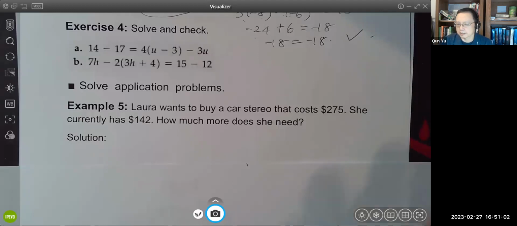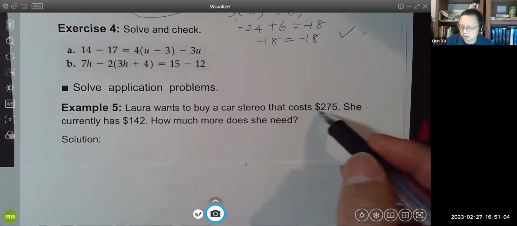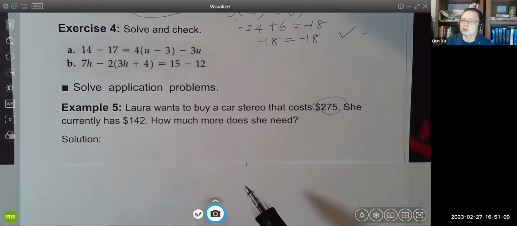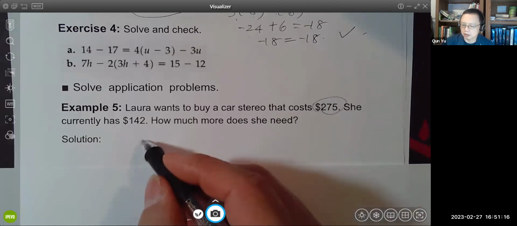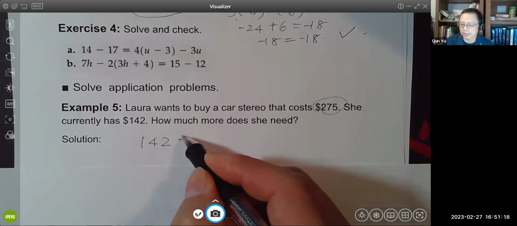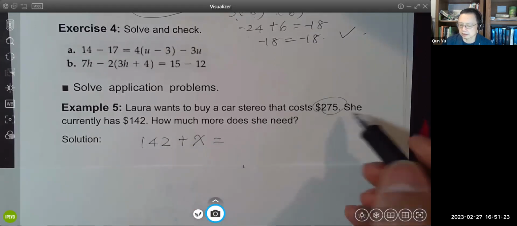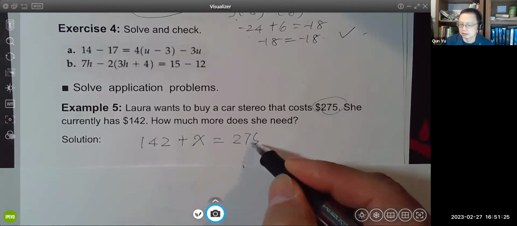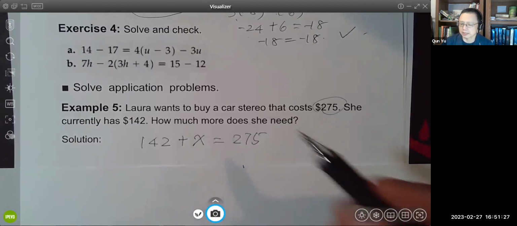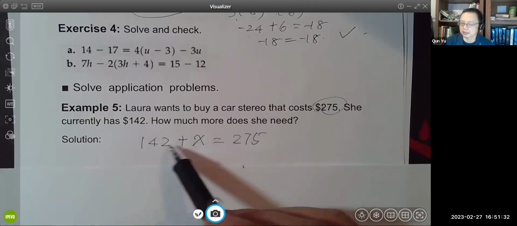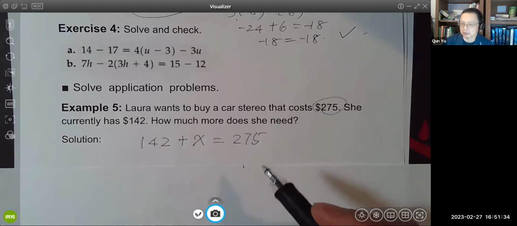So let's get started. So we know the total cost is this, and Laura only has 142. Apparently, she needs more. How much more? We don't know. That's why we need a variable in algebra to represent an unknown. So we know she has 142. We need to add some more dollars to 142 so that she has the amount needed so that she can buy that stereo, right? So that's common sense. Again, we set up the equation so that this equation actually makes sense.